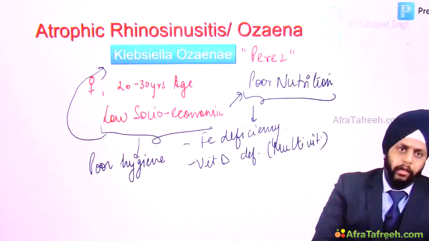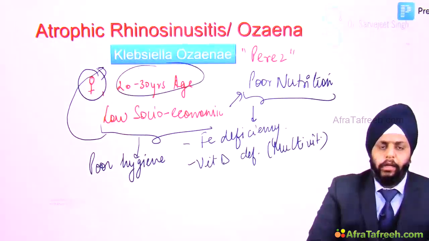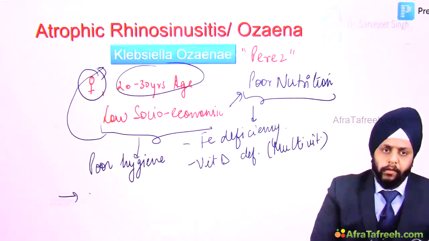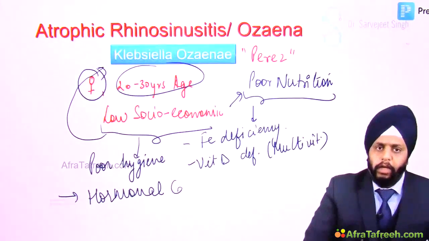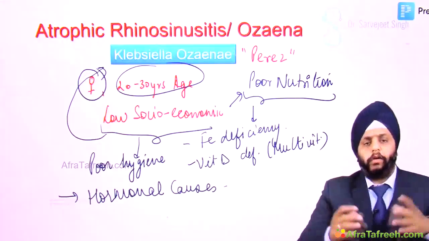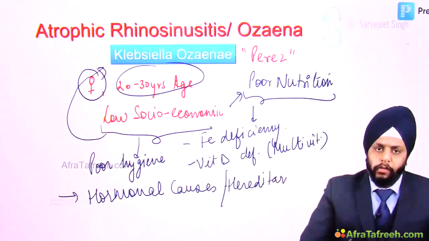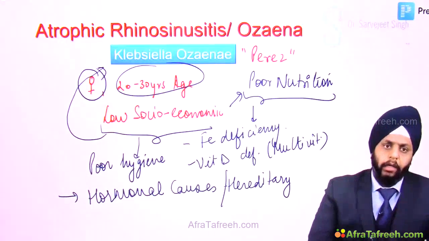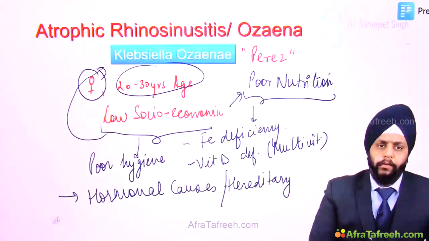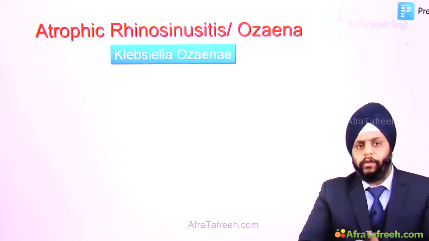I also said that the patient is a female, especially a young female. So there may be some hormonal causes that may lead to atrophic rhinitis. Similarly, we may sometimes have some hereditary causes that may lead to atrophic rhinosinusitis. All right. Now, what happens in atrophic rhinosinusitis? There is an infection by Klebsiella.